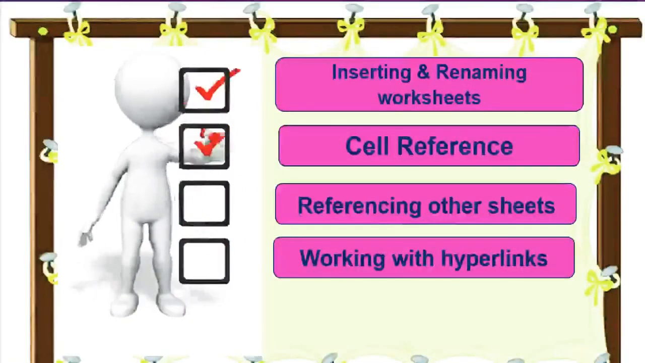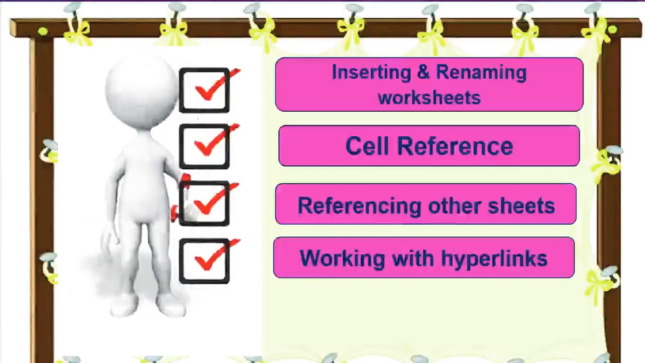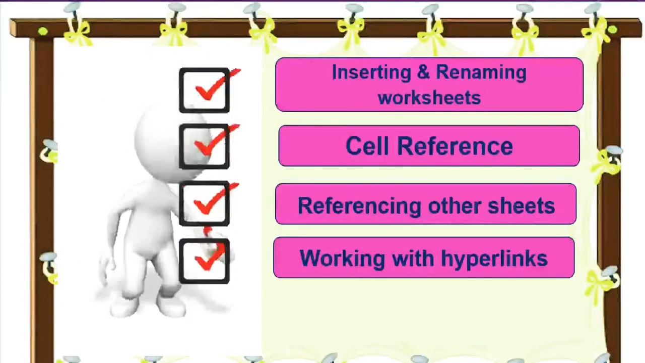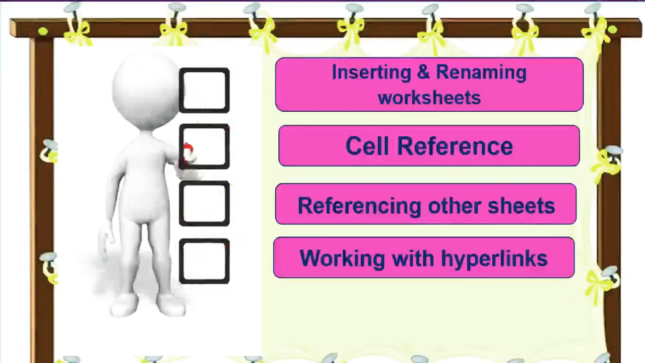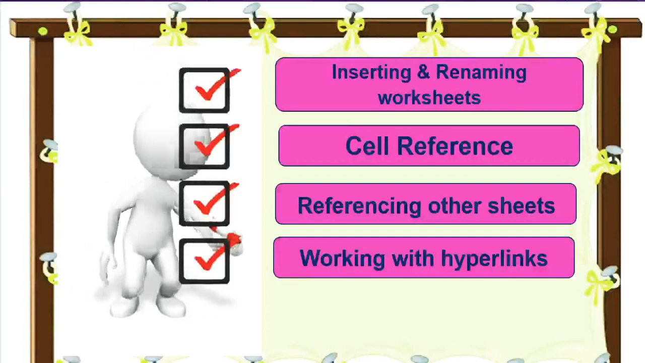There are three ways of inserting and renaming worksheets. To insert a sheet, you have to go to the Insert tab in the menu bar, then choose the option Sheet. For renaming, you have to go to the Format menu, then choose the option Sheet. You will get a submenu. In that, you have to choose Rename Sheet for renaming a worksheet.